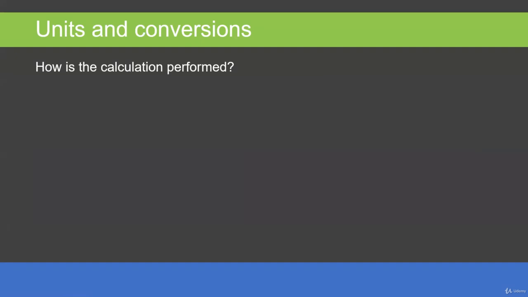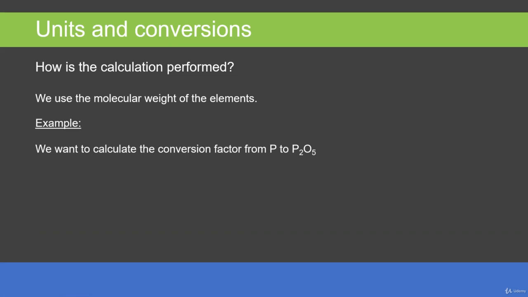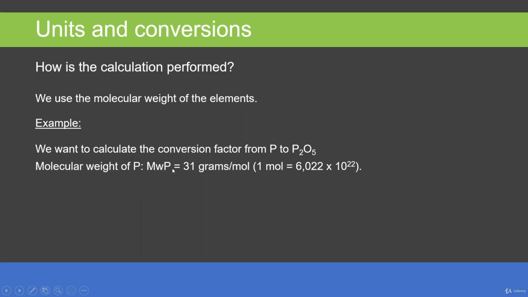How do we do this calculation? How did we obtain these conversion factors? I just want you to understand that. So let's see. To obtain these conversion factors, we need to use the molecular weight of the elements. For example, we would like to calculate the conversion factor from P to P2O5. The molecular weight of phosphorus is 31 grams per mole. A mole is a number, okay? It's 6.022 times 10 to the power of 23.